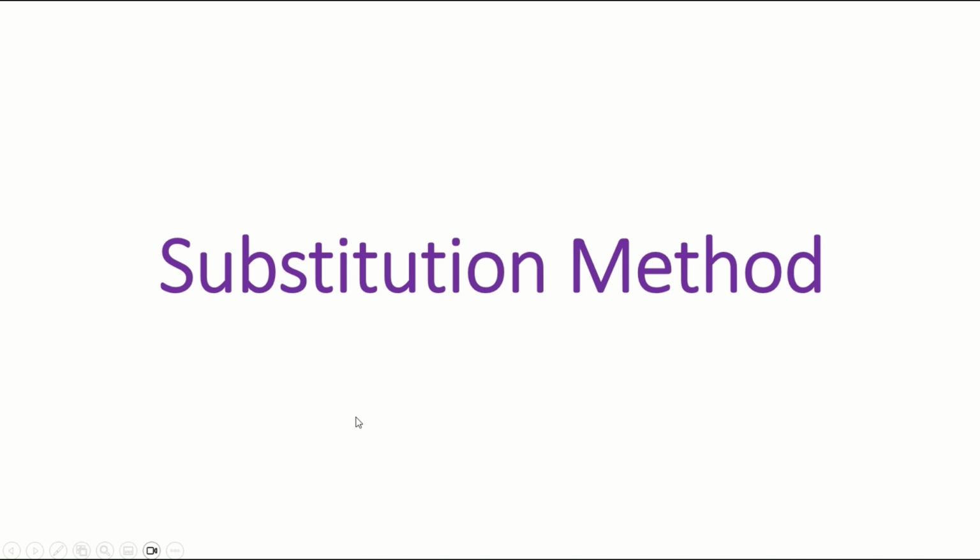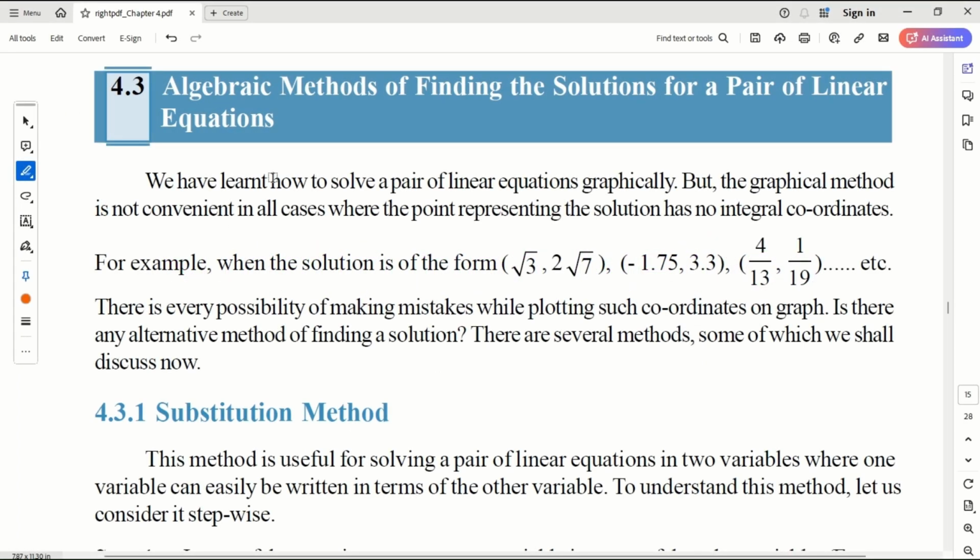Now let's learn the substitution method. Let us learn the algebraic method of finding the solution for a pair of linear equations. First thing we should question is why we need a different method. The graphical method is there already. Why is it required? If you get equations where the points to draw the line are something like square root of 3, square root of 7, or some decimal points, then it is very difficult to draw the graph. It will not be very accurate.